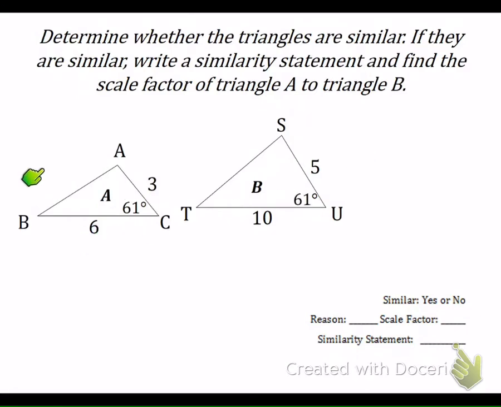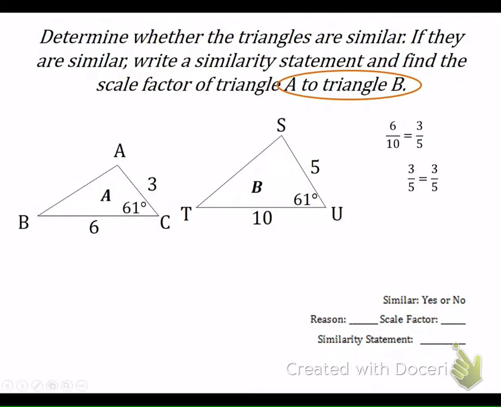So same idea as the last one, we're going to set up the proportions, except we're only going to do it twice. And then if we have the angle in the middle, we're good to go. Okay? And once again, my scale factor is going to be from A to B, so start with A each time and then go to B. All right, so the 6 and the 10 go together. The 3 and the 5 go together. If I reduce these, are they equal?